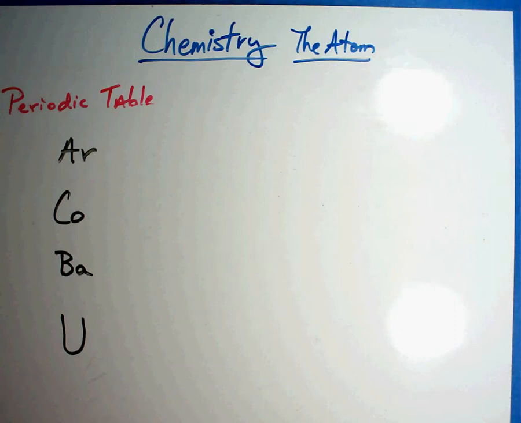Now it's time for you to try. You'll notice that I've given you 4 elements, and what I want you to do is use your periodic table and look up how many protons, neutrons, and electrons that each of these elements have straight off of the chart. You'll want to pause the video because it'll take you a little bit to do the math, and we'll come back in a few minutes, see how you did.